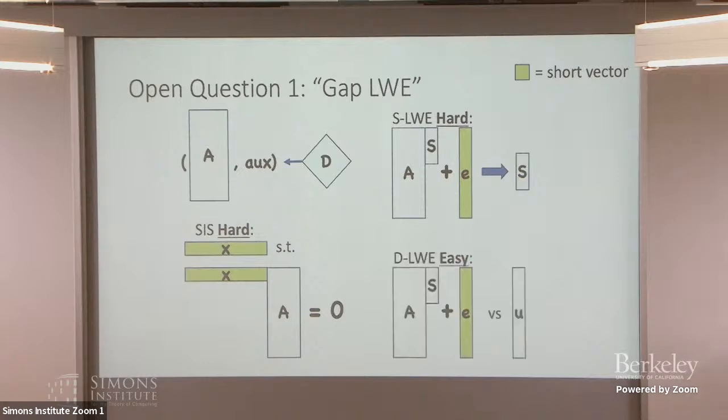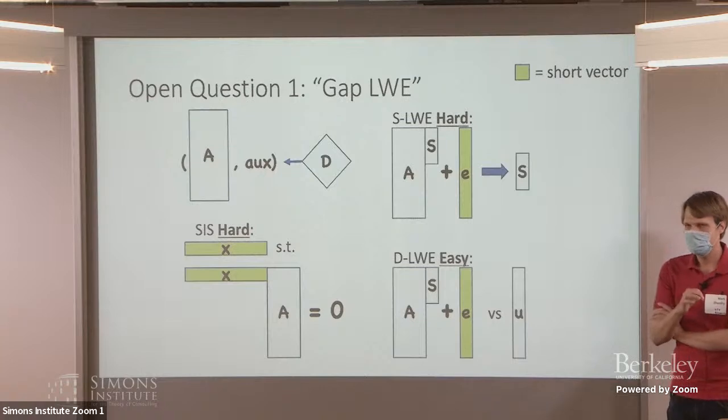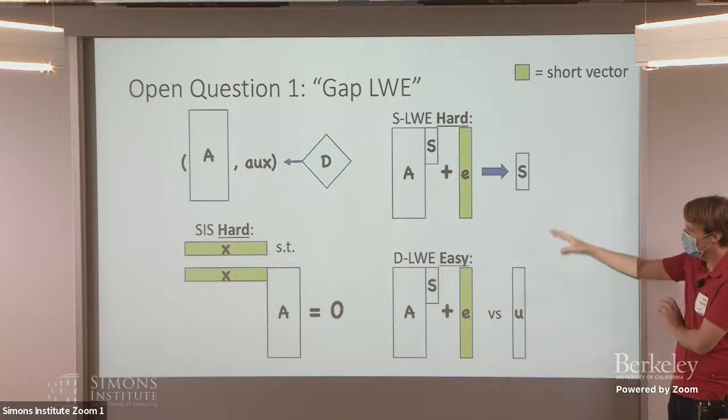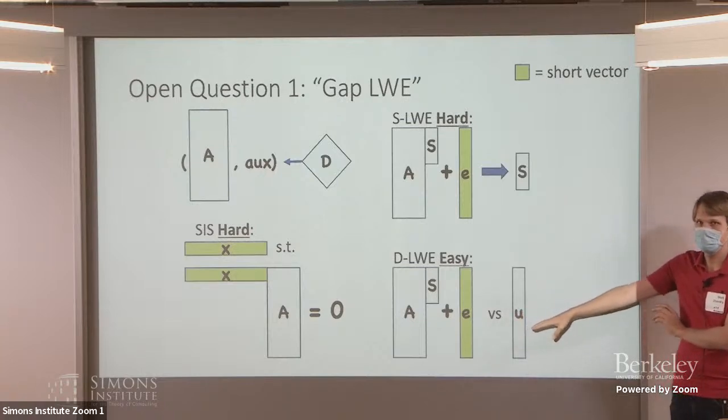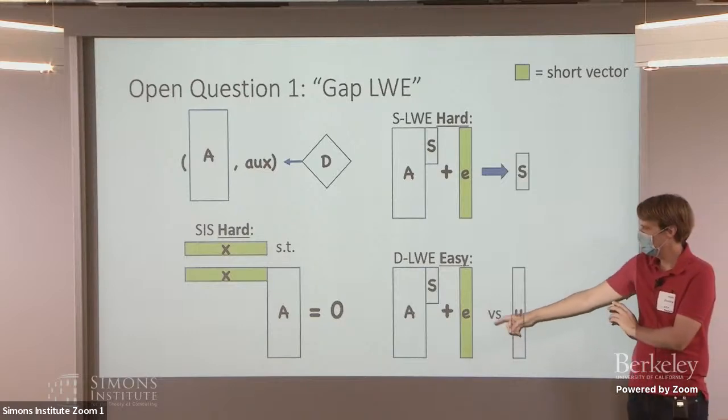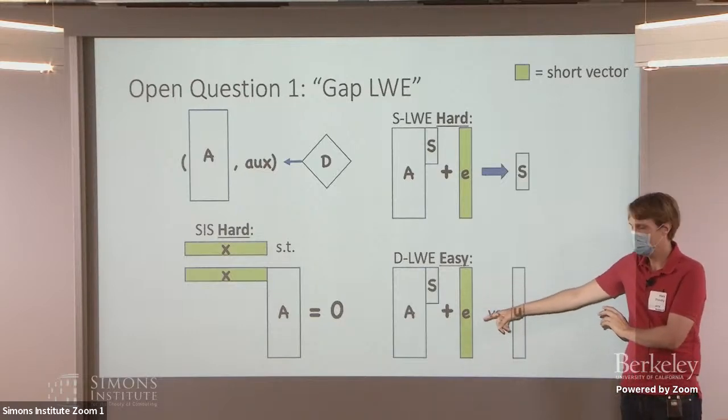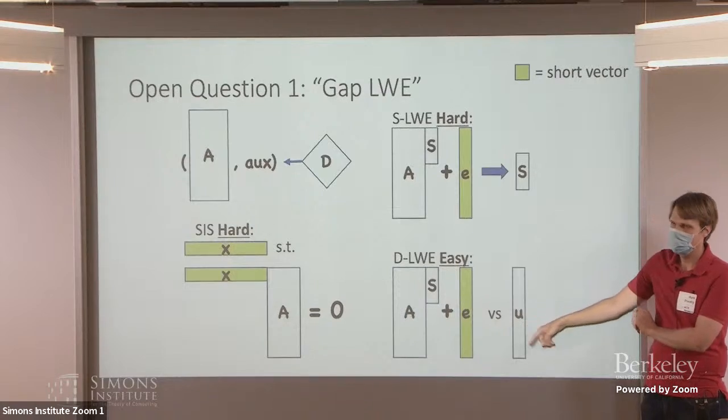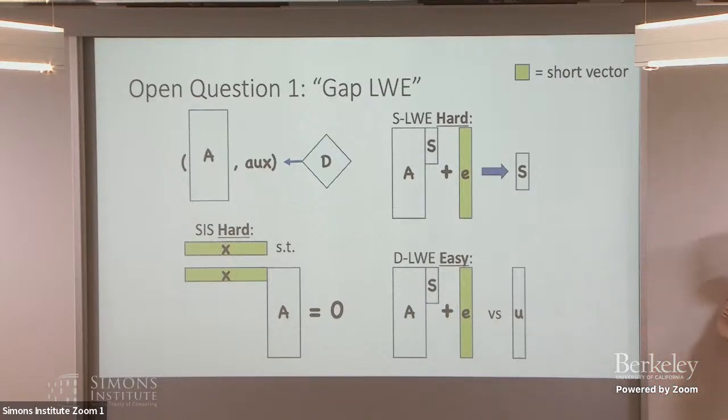Okay, and so here's where things are going to get interesting. What I want is that the decision version of LWE is easy, while search is hard. So what is the decision version? I give you an LWE sample, or I give you a uniformly random vector, and you have to decide which is the case.